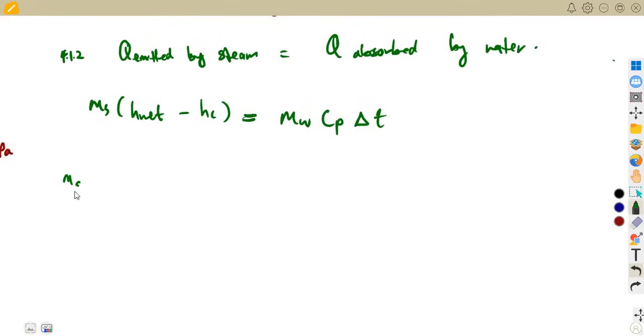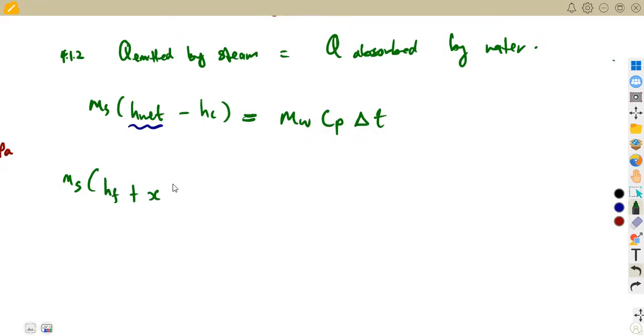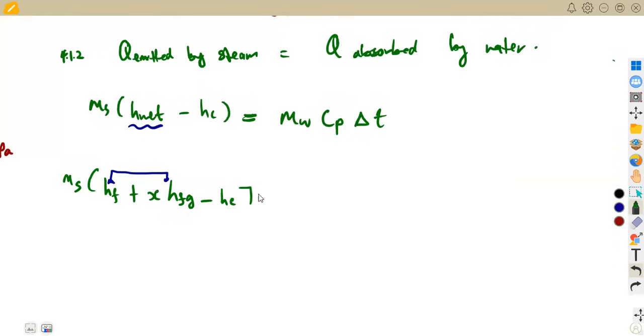So here we're going to have the mass of steam times H wet. Remember, H wet is given by HF plus X, the dryness fraction, times HFG for the evaporation. So this whole part represents our H wet. Then we're going to subtract HC, which is from the temperature at the condensate. We're going to have the mass of water, the specific heat capacity of water, and the change in temperature, that's T2 minus T1. So here we're going to use this because we've got T2 and T1. We are not given directly the change in temperature, so we have to substitute our values properly.